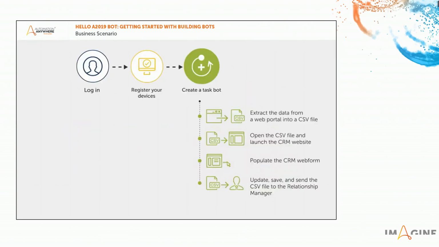What we're going to have our bot do is we're going to log in, we're going to make sure our bot agent is registered, and then we're going to create our task bot, and we're going to extract information. Our task bot's going to extract information from the web portal into a CSV file, open that CSV file and launch the CRM, and then populate the CRM web form via a loop. And then finally, after it's completed, it'll update the spreadsheet with the state of the information and then email that CSV file to the relationship manager.